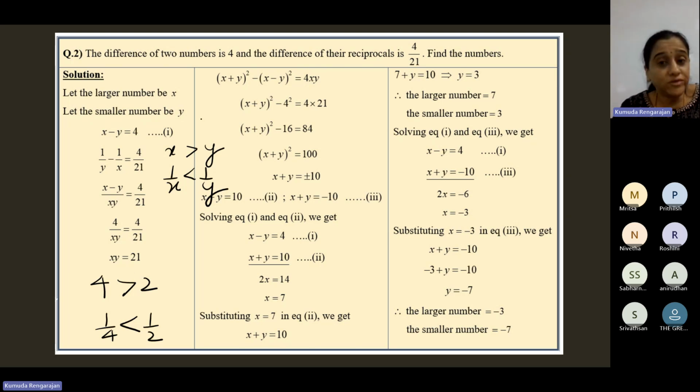So the difference of the reciprocals. When you're writing the difference of the reciprocals, you must write the greater one minus the smaller one is equal to whatever is given, 4 by 21. So this will be the greater one. 1 by y will be greater than 1 by x. So 1 by y minus 1 by x is equal to 4 by 21.